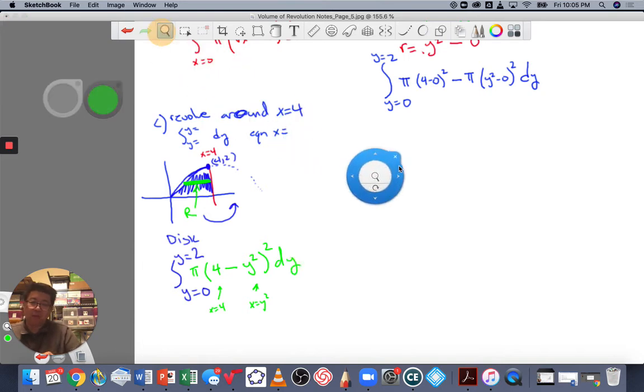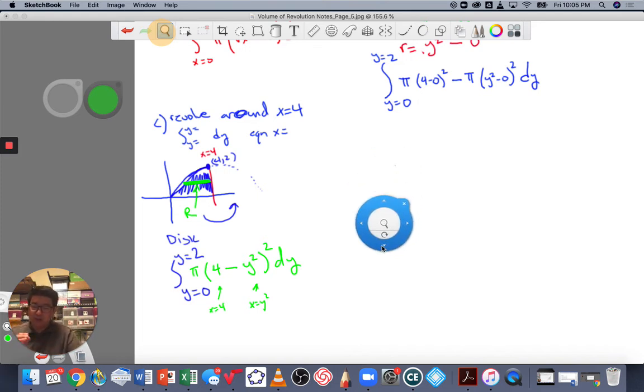Okay, but when you're doing it with respect to y, it should be the one on the right minus the one on the left. In the x direction, if you're going top and bottom, it's the one on the top minus the one on the bottom.